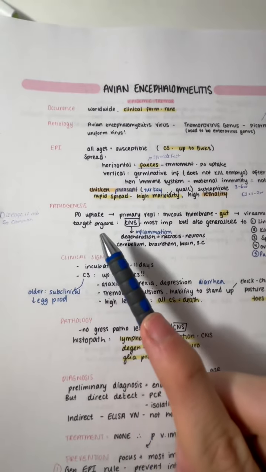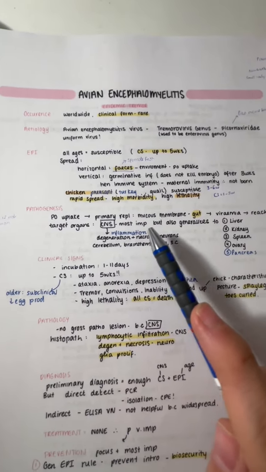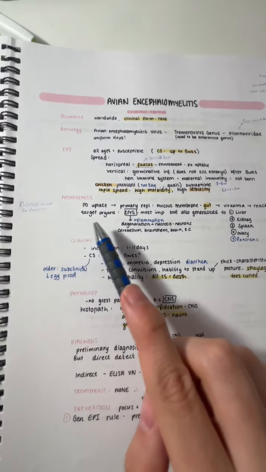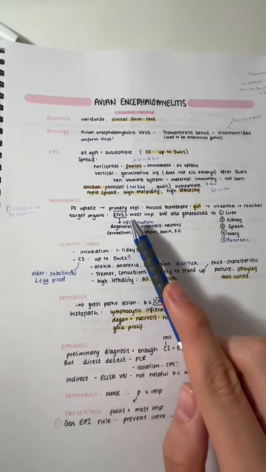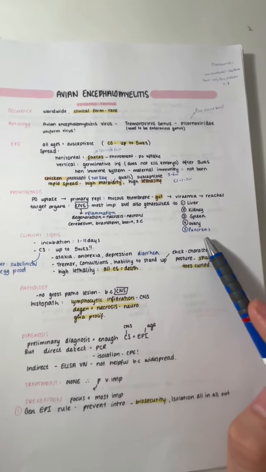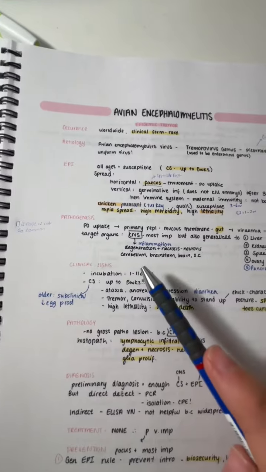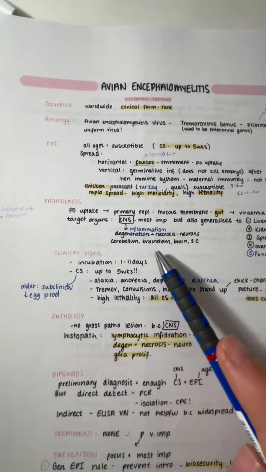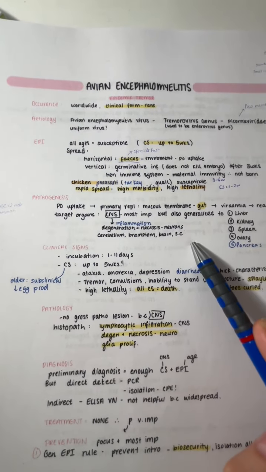Pathogenesis, there's an oral uptake. The primary replication happens in the mucous membrane of the gut, the viremia, and the virus reaches the target organs. The central nervous system is the most important, but it also reaches the liver, the kidney, the spleen, the ovary, and the pancreas. In the central nervous system, we see degeneration and necrosis of neurons. You can see the cerebellum, the brainstem, and the brain and the spinal cord are all affected.